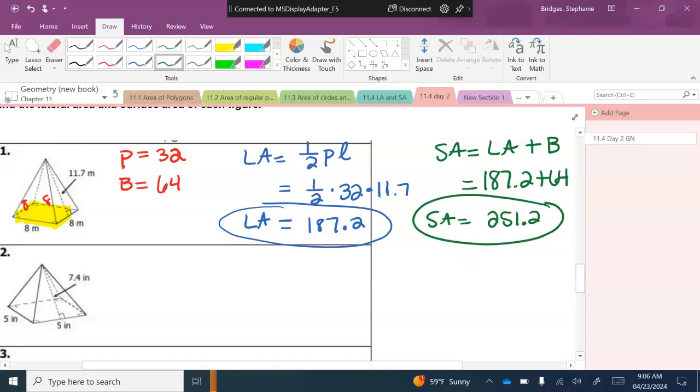Okay, so again, looking at the base of your pyramid first, you want to find the perimeter of that base. You want to find the area of that base. Then you can plug everything into your formula and find what you need. So I want you to try number 2. It is just like number 1. Find the perimeter first, then find the area.